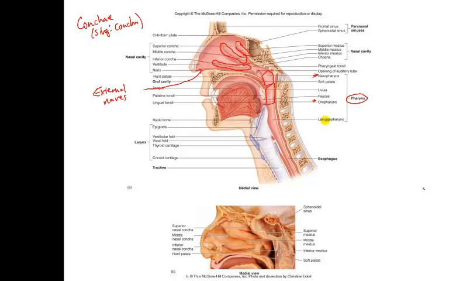So if you look in the mirror, open your mouth, you see that red wall at the back of your throat. That's the back wall of the oropharynx. And then the bottom region here is called the laryngopharynx. It's the most inferior part of the pharynx. It's called the laryngopharynx because it's where this structure called the larynx is found.